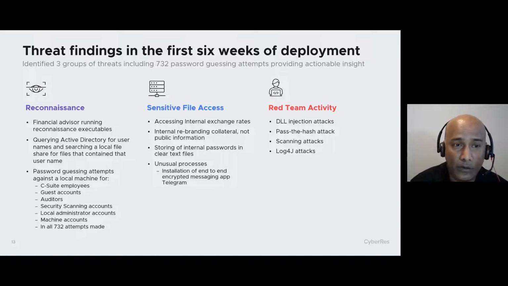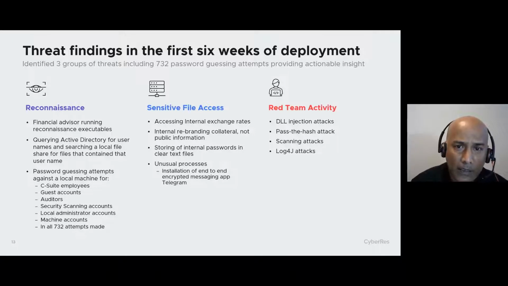These included reconnaissance, such as financial advisors running reconnaissance executables within the infrastructure, multiple queries of Active Directory for usernames and searches for the files that shared that same username, and unbelievably 732 attempts at password guessing across the C-suite, guest accounts, auditors, security scanning accounts, local administration accounts, and machine accounts.